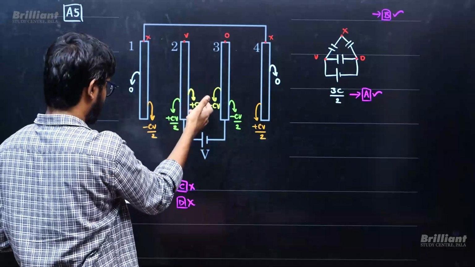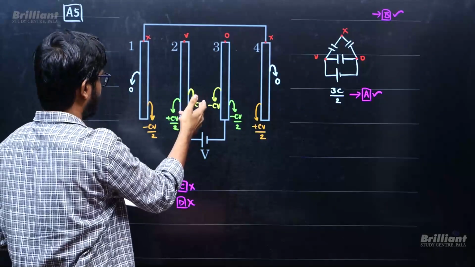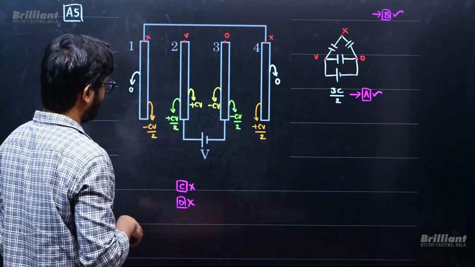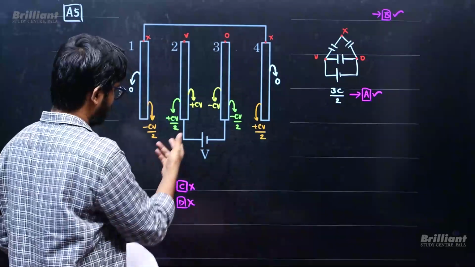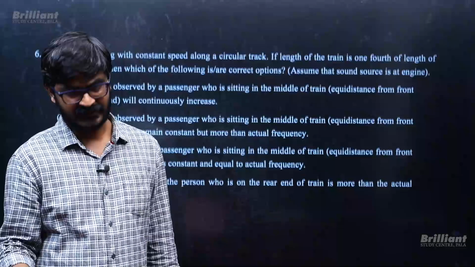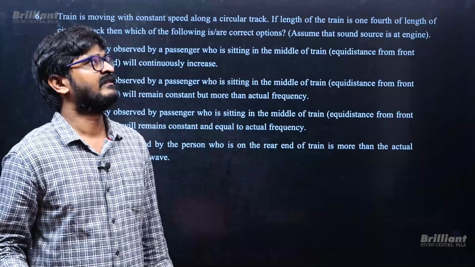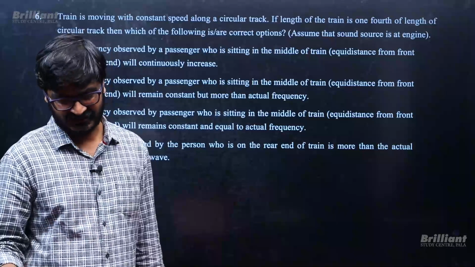Now, from here, surface charge on the right side of plate 2, that is plus CV. Plus CV, it is not minus CV. They gave minus CV. The charge on the left side of plate 2, that is plus CV by 2, it is not 0. Right? And that question was already taken in, I think, old revision class.